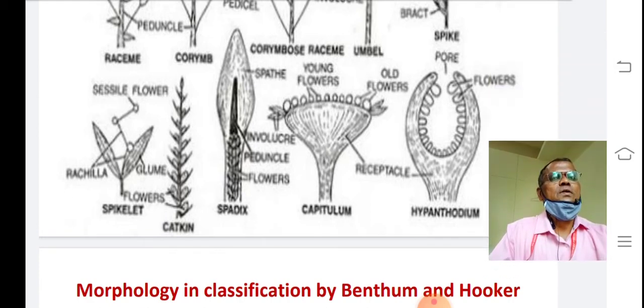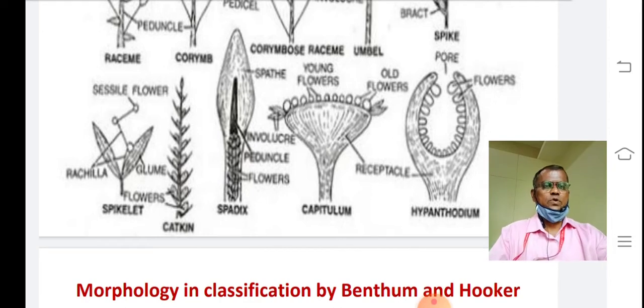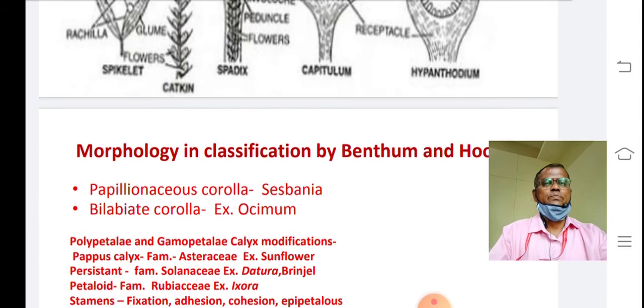त्यामध्ये बघतो आपण की दिस इज द रिसेप्टॅकल, फ्लेशी, आउटर मोस्ट आणि त्याच्या आतमध्ये ओपनिंग इज देअर ॲट द टॉप आणि मेल फ्लावर्स आणि फिमेल फ्लावर्स असतात. ॲक्च्युली इट इज लॅटर ऑन कन्वर्टेड इन टू फ्रूट. सो हायपॅन्थोडियम इज द टाईप ऑफ इन्फ्लोरेसन. तर दिस इज द स्पेशल टाईप.